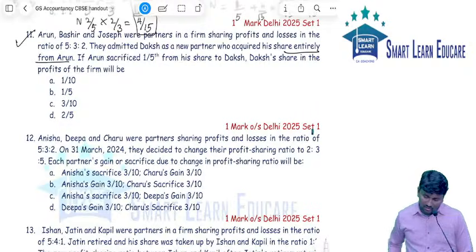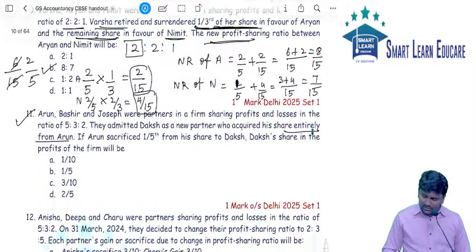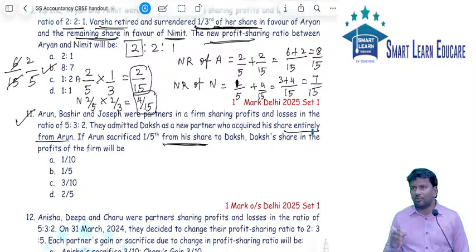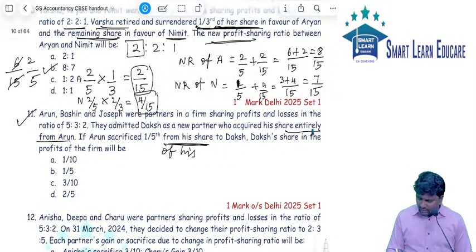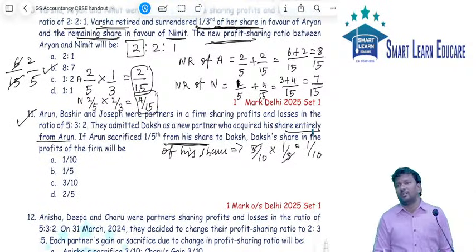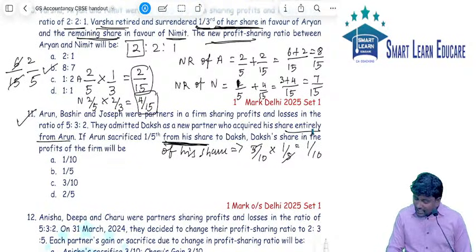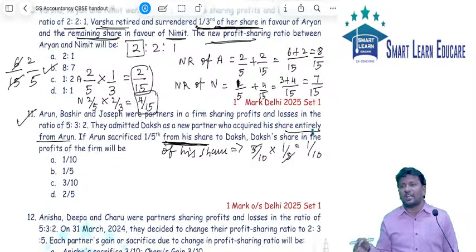It is not of his share. It is from his share. He gives 1/5 from his share. If it had been given as of his share, what would your answer be? If given as of his share, 5/10 into 1/5, the 5 gets cancelled, and your answer is 1/10. Many people said 1/10, but 1/10 is not correct. Here it is not given as of his share, it is given as from his share.